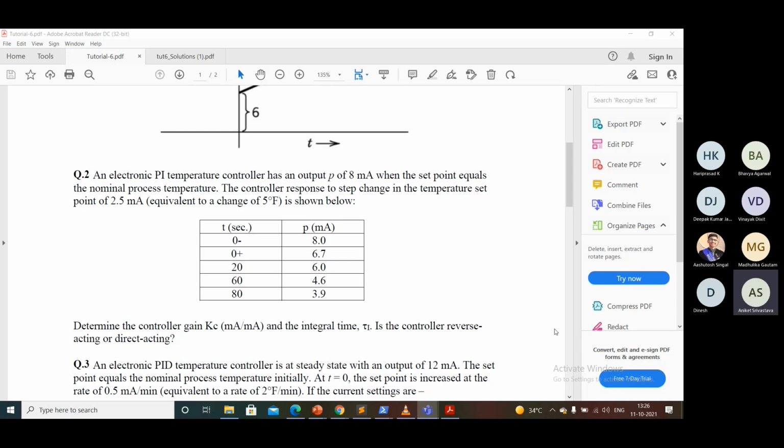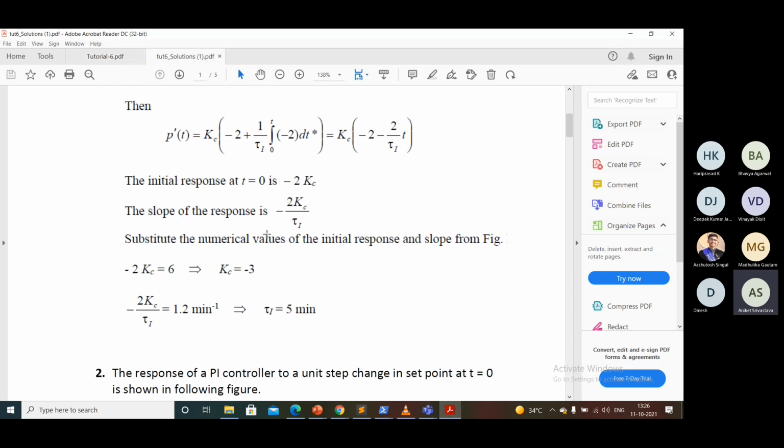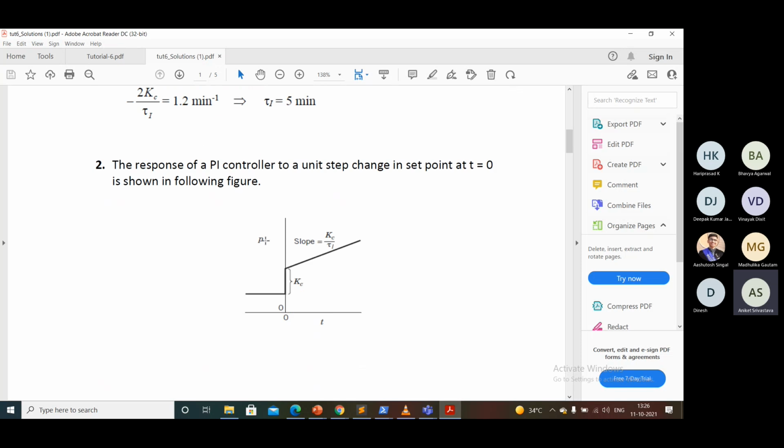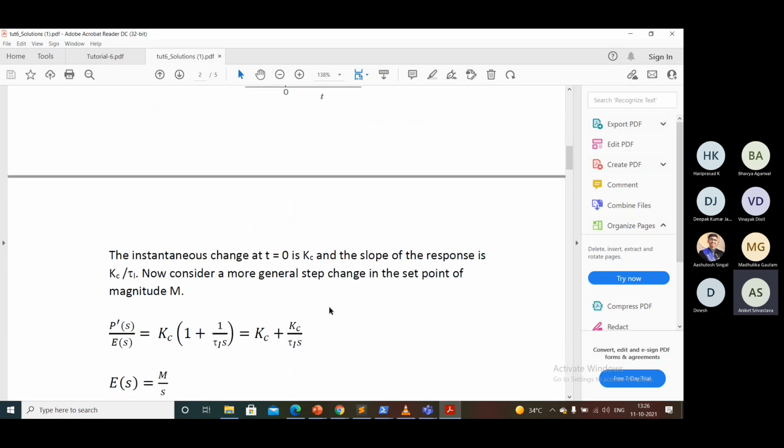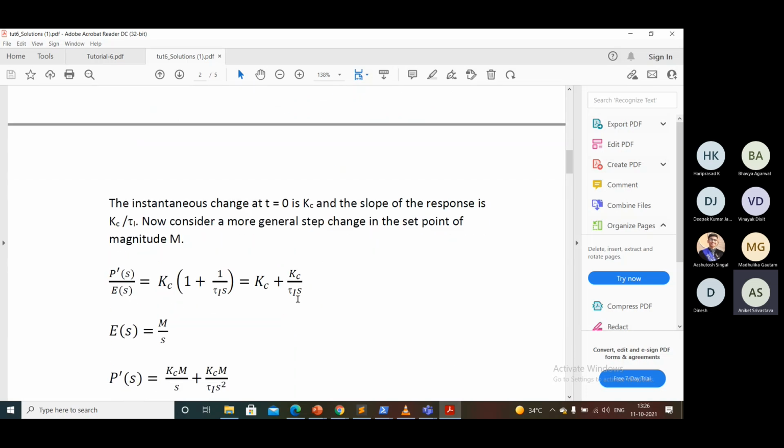So shall we go ahead? Yes, I think it should be okay. So it was a pretty similar problem. The points, when plotted, will give a similar kind of curve as in the previous question. So again, we can derive the same formula: our output upon input should be equal to the transfer function.